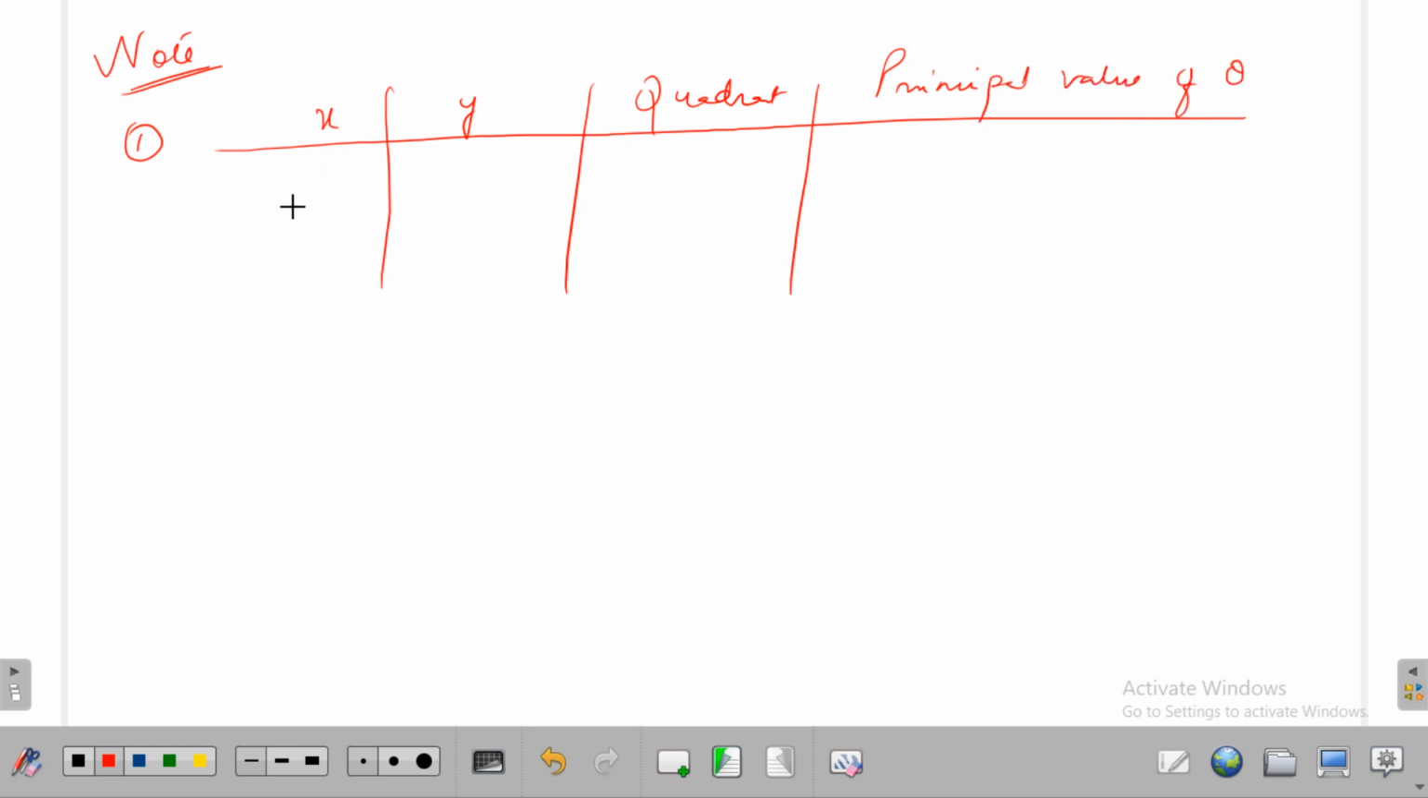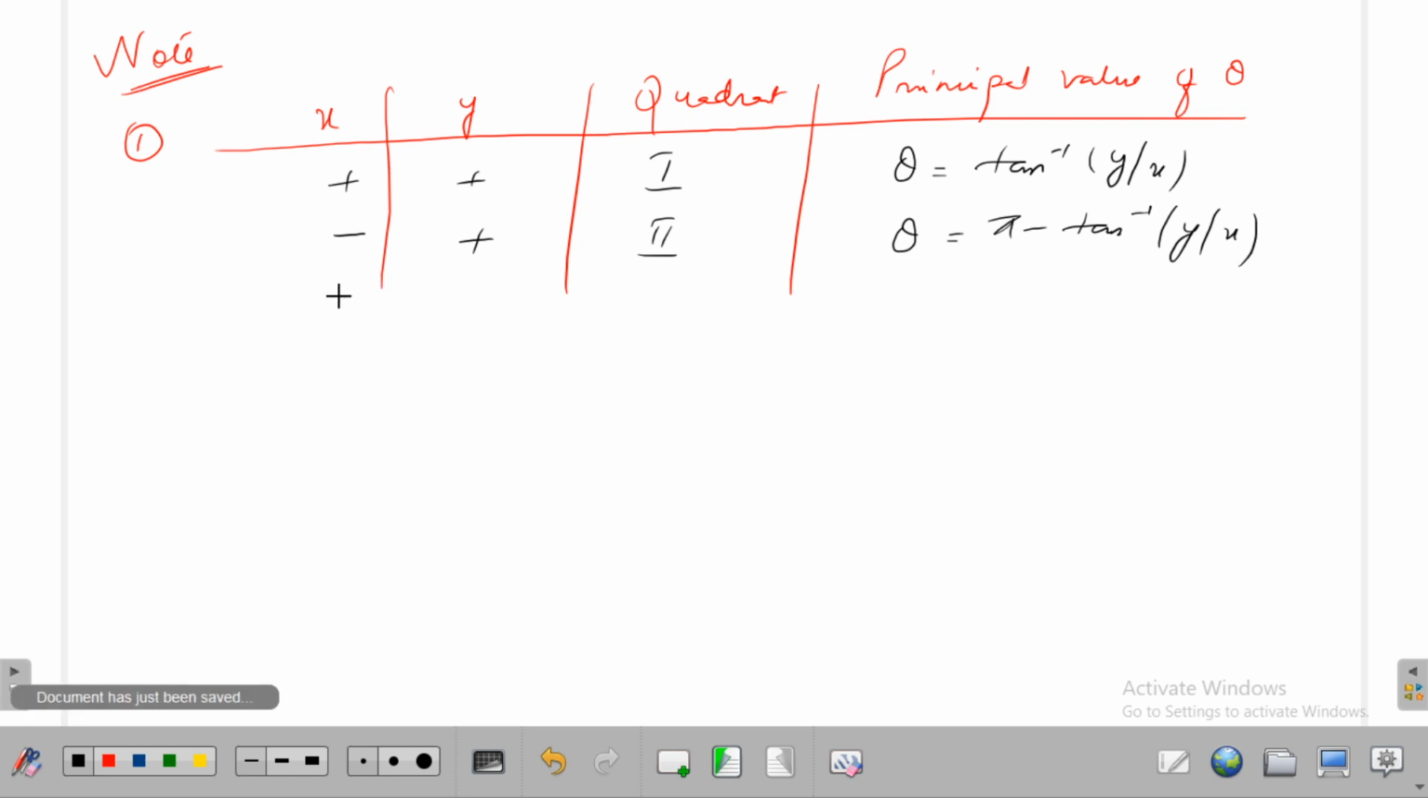If the value of x is plus and y is plus, that means it lies in the first quadrant, and the value of theta would be tan inverse y by x. Similarly, if x is minus and y is plus, this lies in the second quadrant, and the value of theta would be, sorry, that was a mistake, pi minus tan inverse y by x. And similarly, if both are minus and minus, it lies in the third quadrant, and the value of theta is tan inverse y by x minus pi.